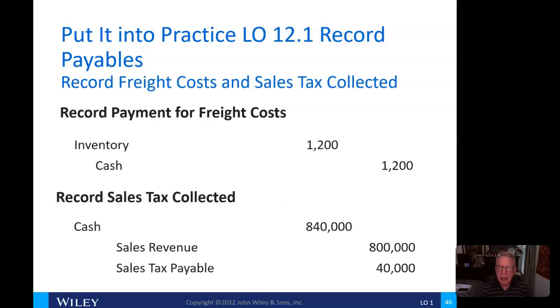Okay. Now the freight costs, again, we're going to debit inventory, $1,200, and credit cash to pay for it, $1,200.